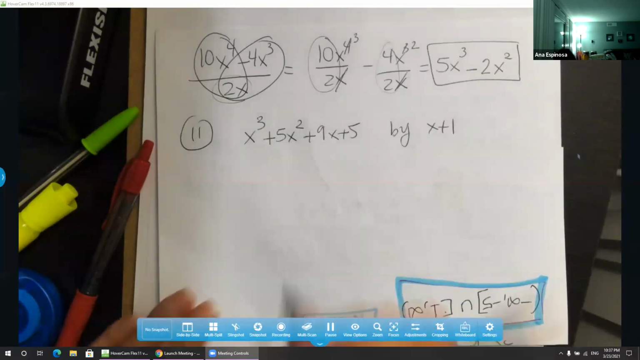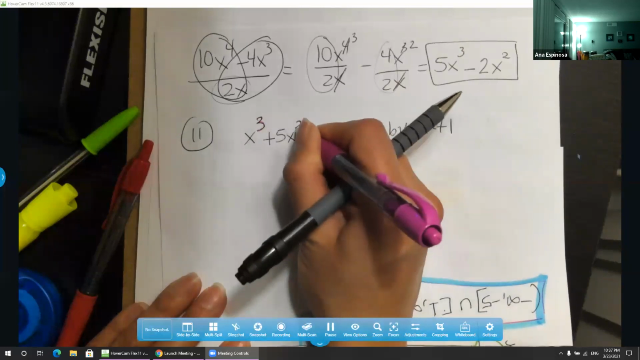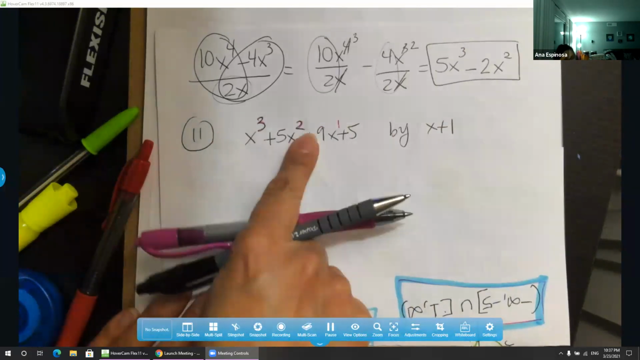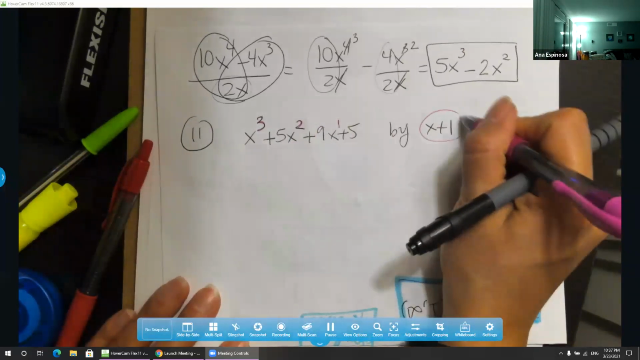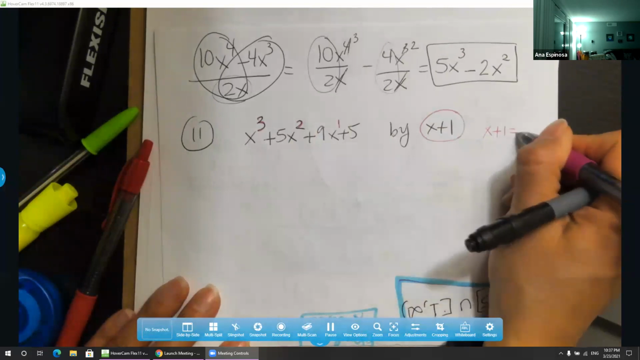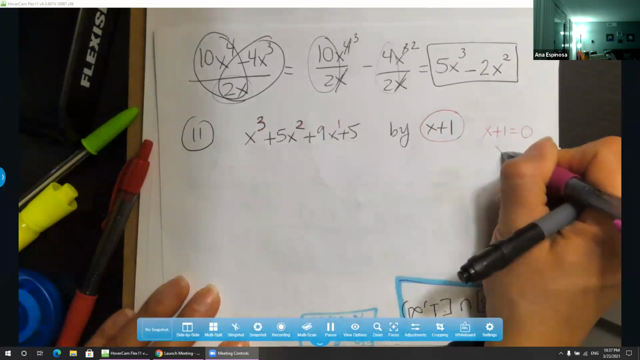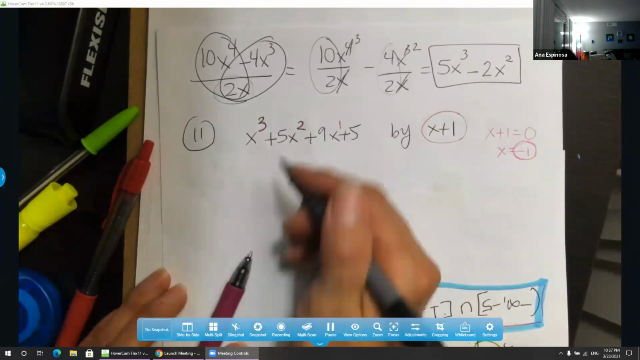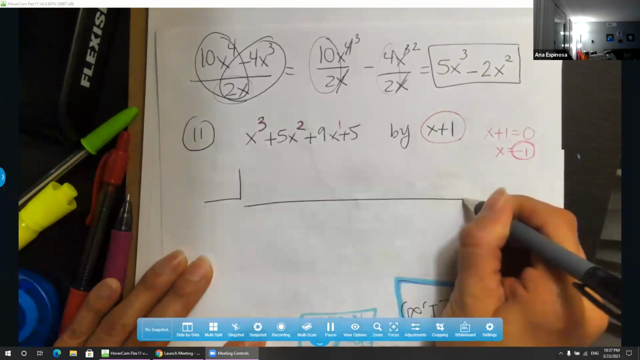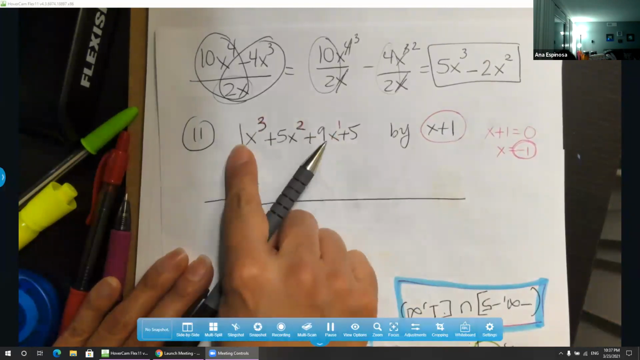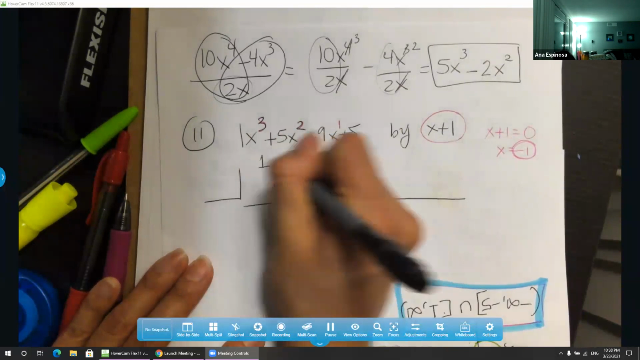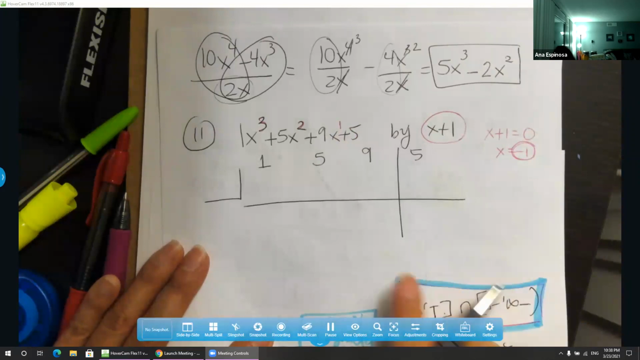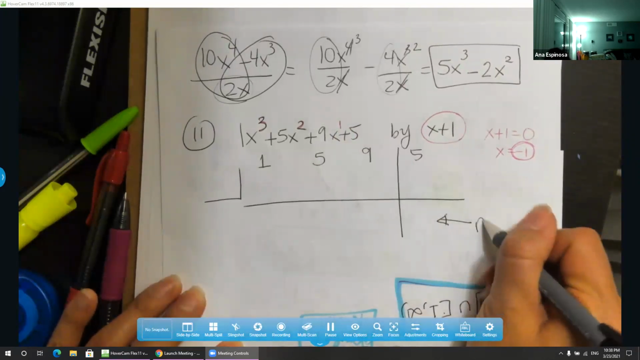So I've got a power of 3, a 2, a 1, and no power, that would be a 0. They are in decreasing order. This is good to go. Now, what am I going to divide by? If I'm doing synthetic division, I have to set that equal to 0 and subtract the 1. So the number I'm going to be plugging in is a negative 1. Please check out the previous videos to see how to synthetically divide. So I'm going to grab the coefficients: 1, 5, 9, 5. The last number, I always draw a line because this is the remainder.